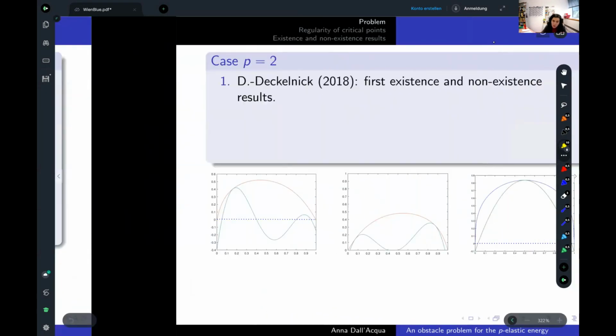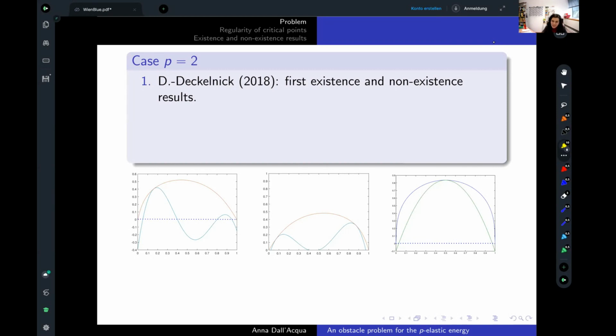So let me first tell a bit about some previous works on this subject. The case P equal to 2 has been studied. In a co-work with Klaus Deckelnick in 2018, we first showed some existence and non-existence results. Here you see some plots. In red is the minimizer computed numerically, and in blue you see the shape of the obstacle, and you see some features that we will also see: the minimizer is always concave. We are always going to touch the obstacle, and you also observe that when the obstacle is quite big, as in this third picture, at the boundary the graph gets a very big slope.